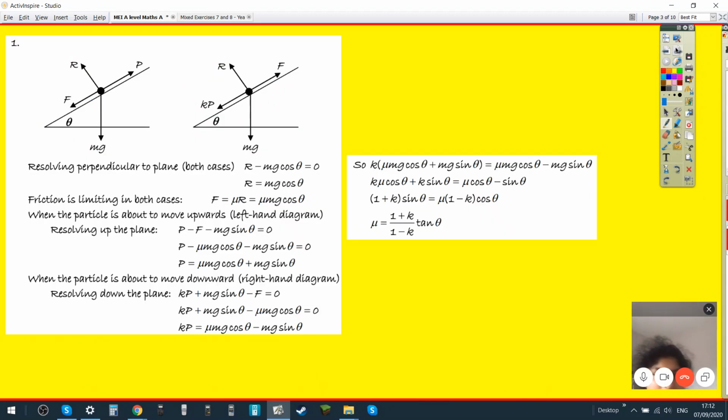Because they did P equals mu mg cos theta. Isn't it meant to be mu equals? So they left it as P equals. Okay, then the other one. Confusing, because they should have said express mu there. KP. So F is mu mg cos theta.